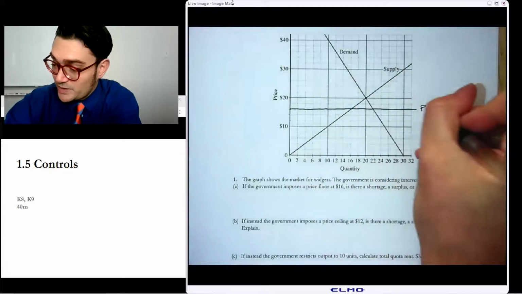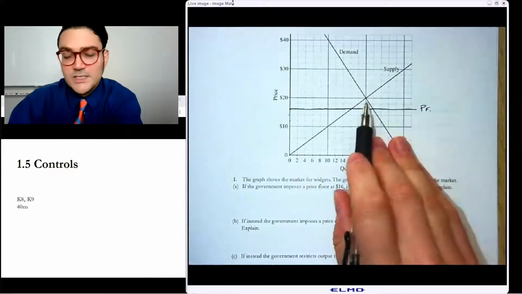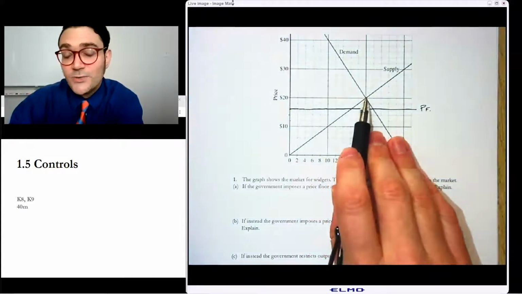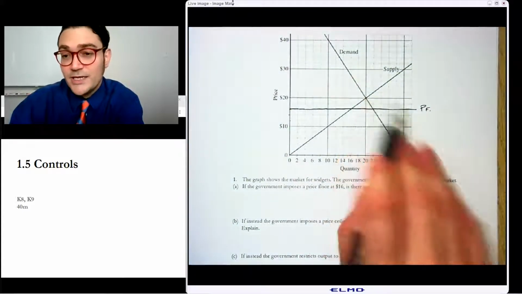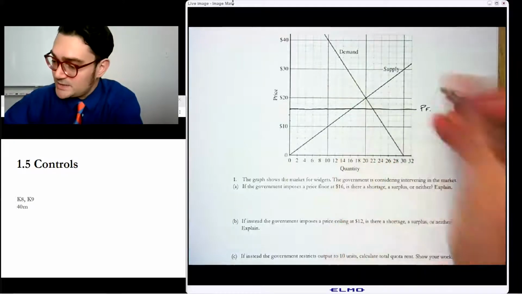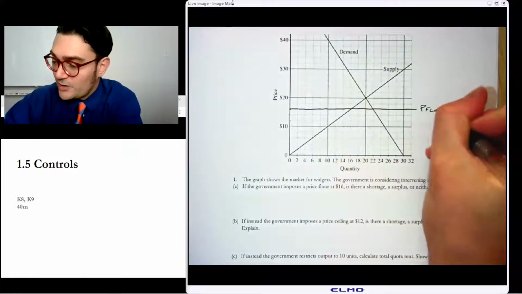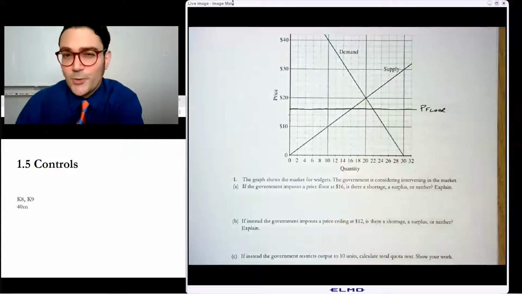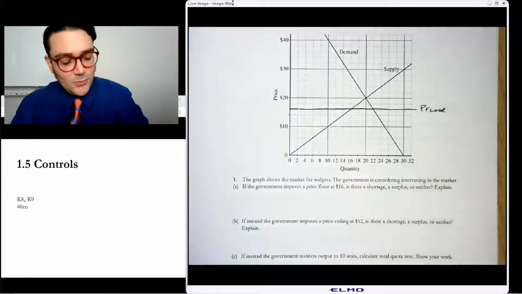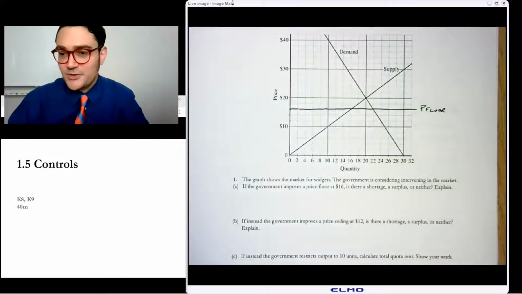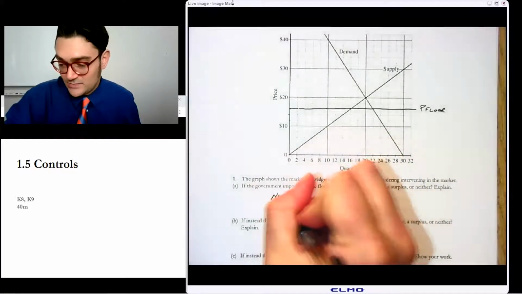If we said that's a price floor, this is a little counterintuitive because the price is $20, right, in the market, and we're saying the government says you can't go below 16. Well, we're not below 16. We're at 20, so there is neither.